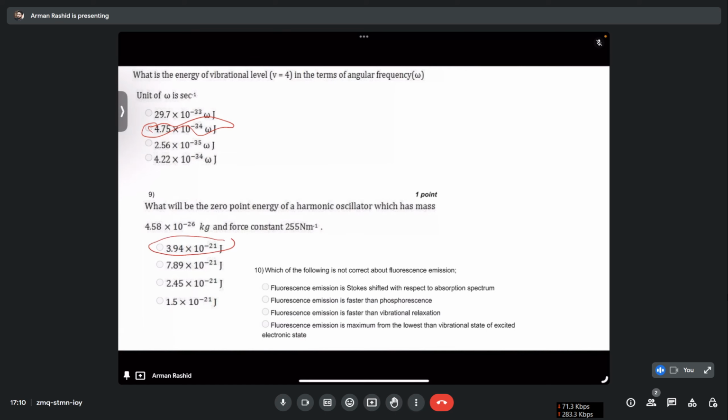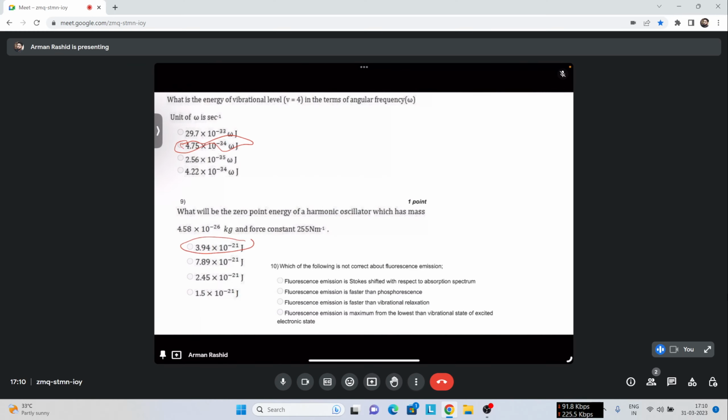So we have determined the zero point energy, because if we have the values, we can determine the zero point energy from the equation.